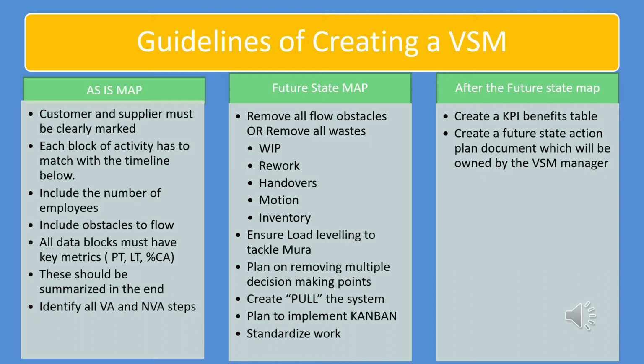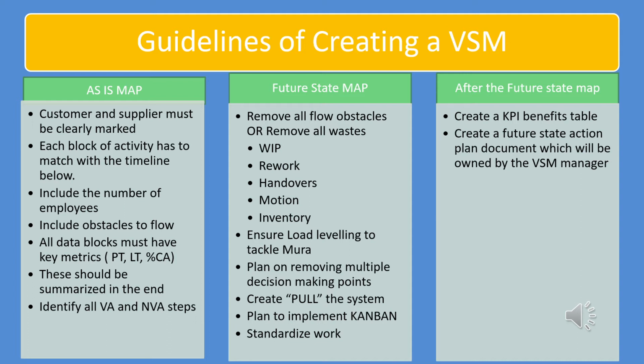As-is map: customer and supplier must be clearly marked. Each block of activity has to match with the timeline below. Include the number of employees. Include obstacles to flow. All data blocks must have key metrics: PT, LT, %C.A. These should be summarized in the end. Finally, identify all VA and NVA steps.